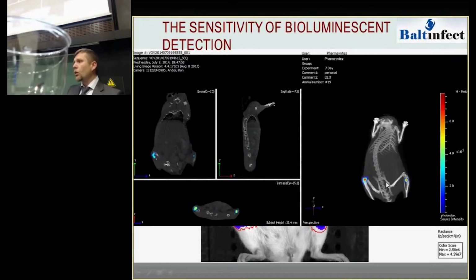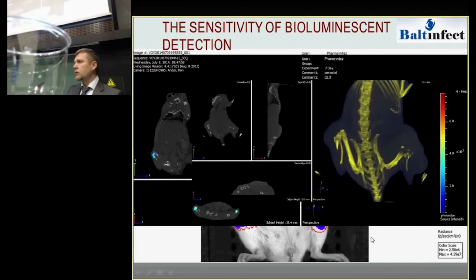Here is some smaller metastasis, but we could detect it. And here is a huge metastasis, and we could verify it using micro-CT. You can see the osteolysis.